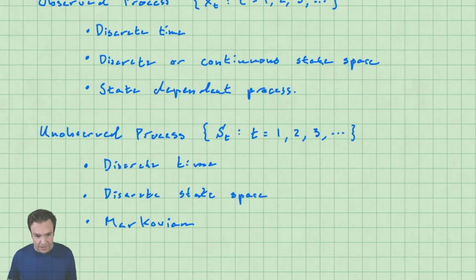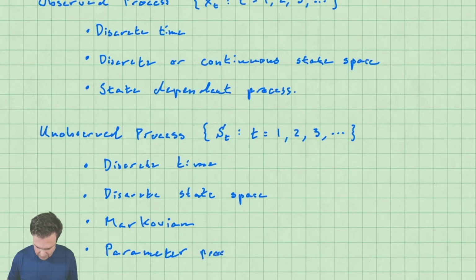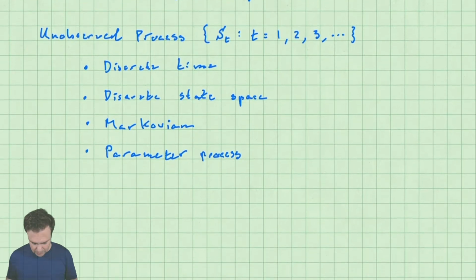Or just call it Markov. And it also goes by another name pretty frequently. We call it the parameter process sometimes. And I think we said before we called these things the states, and these up here are the state-dependent process. So we walked through some examples of pairs of processes like this that we might want to consider.